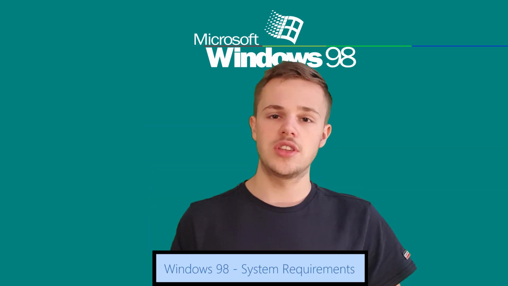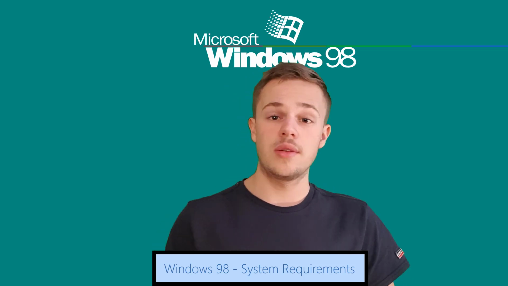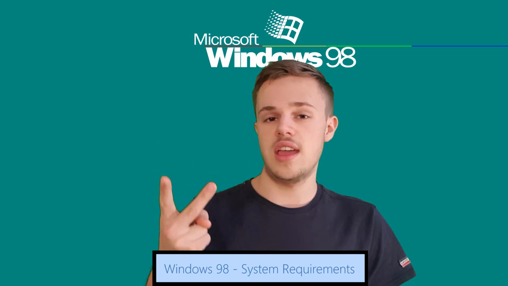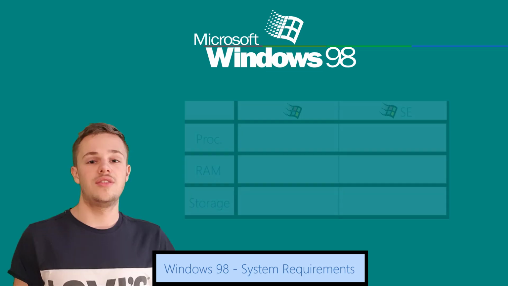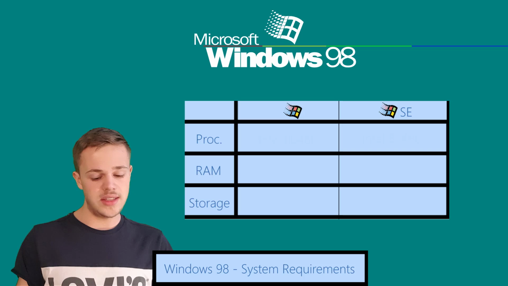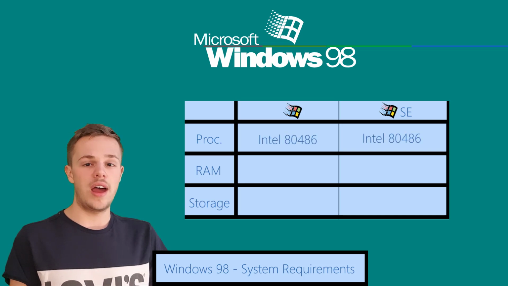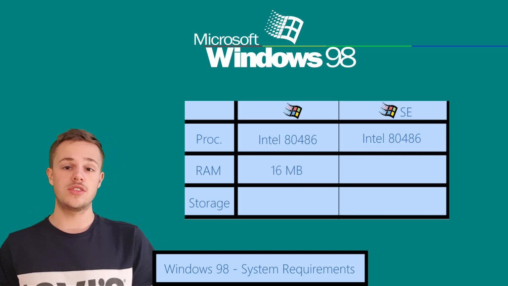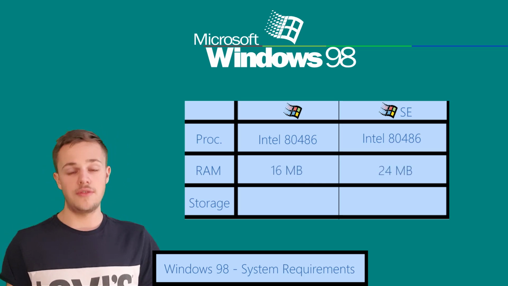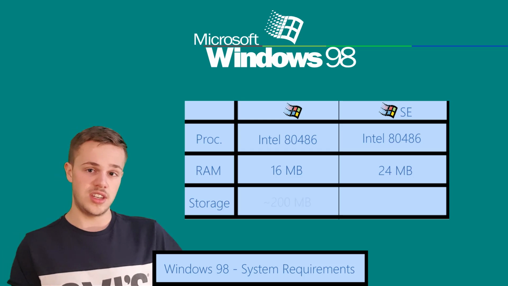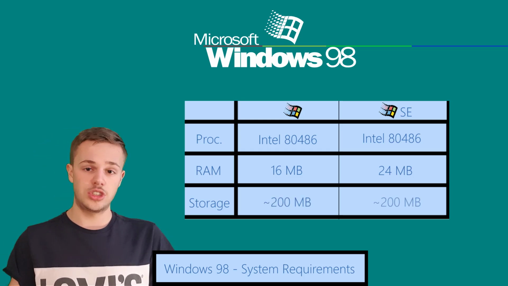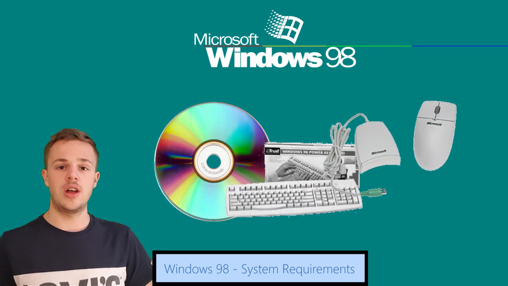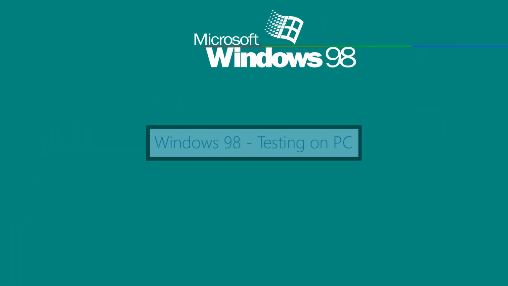Now, system requirements if you want to run Windows 98. I'm going to explain it in two variants, Windows 98 and Windows 98 Second Edition. For the processor, you need an Intel 80486 or higher for both. You need random access memory of 16 megabytes for Windows 98 and 24 megabytes for Second Edition. Storage is around 200 megabytes. A CD-ROM is recommended, and a mouse and keyboard are also needed.